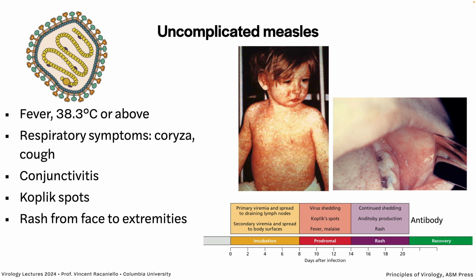So here's a timeline of the infection. We have the incubation period. So infection starts at day 0. Incubation period where you don't feel anything, but the virus is moving around inside you. You have a primary and secondary viremia. You have a prodrome, which are symptoms before those that are characteristic of infection, and then the rash. So that rash is characteristic of measles.